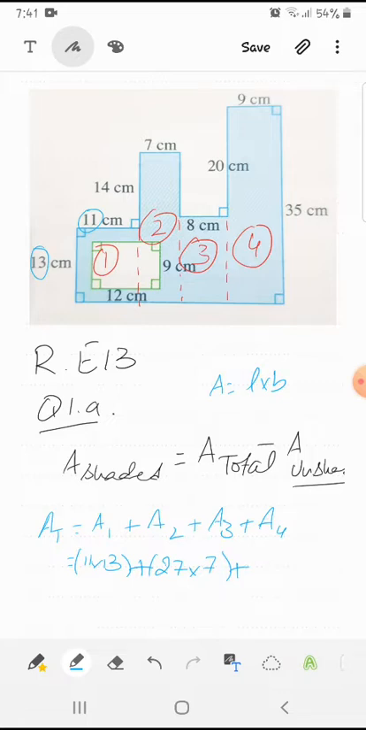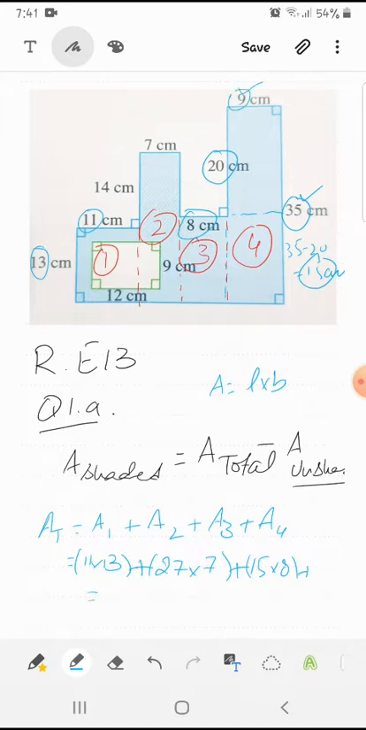you can see 8, and this length is to be found out. This part is to be found out. As you can see, this length is 20 and this is 35. So out of this 35, we already know that this is 20, so this is 35 minus 20, which is 15 centimeters. So it's 15 into 8, plus the last dimension is 35 into 9.